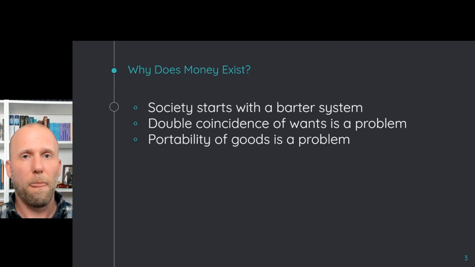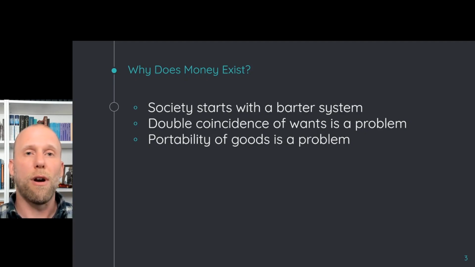Portability of goods is also a problem. If you're wanting to make a very large purchase that would, in theory, be worth thousands of apples, you have to go carting your thousands of apples around trying to find the new plow or the new wagon or whatever big purchase you're wanting to make. You can't just walk around with money because money doesn't exist.